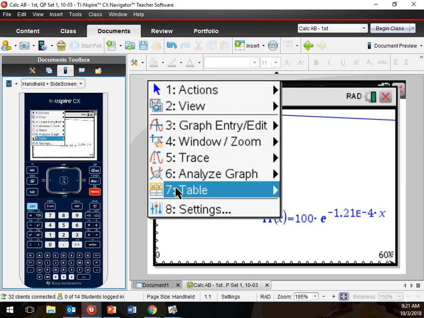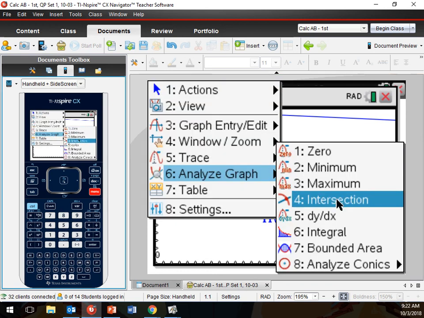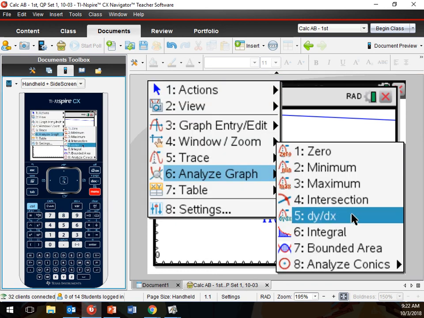Now, I'll show you guys this neat little trick. So, menu, analyze graph. What's this right here? What is this? Derivative, thank you.